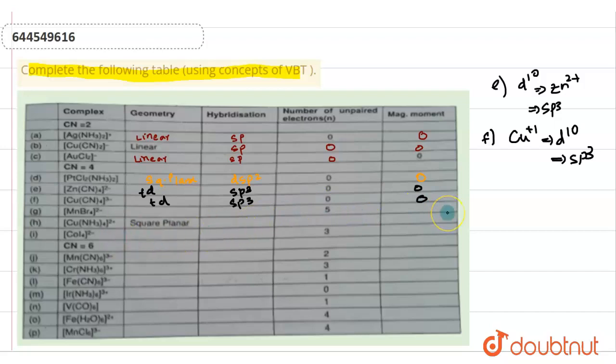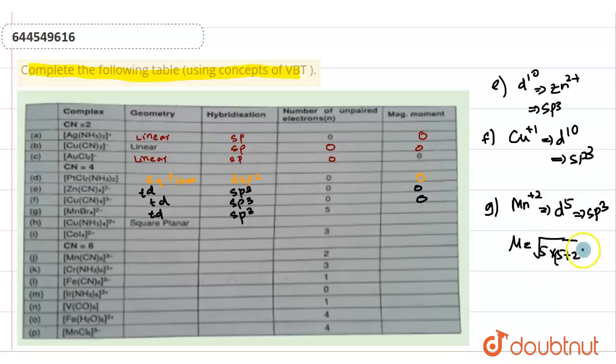Next one is [MnBr4] 2 minus. It will have Mn in the +2 oxidation state, which implies a d5 system. For the d5 system, we are given 5 unpaired electrons. 5 unpaired electrons means the d orbitals are not used, so it will have sp3 hybridization and tetrahedral geometry. So tetrahedral sp3, and we have 5 unpaired electrons, so the magnetic moment mu will be root of 5 into 5 plus 2, which is around 5.93.